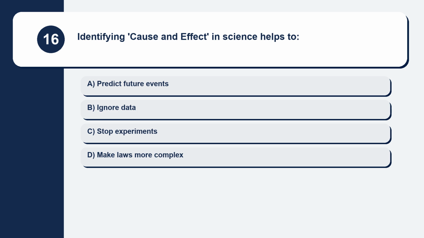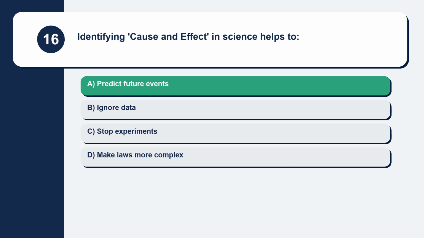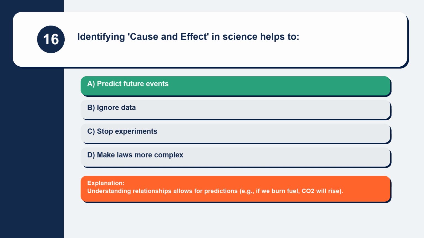Question 16. Identifying cause and effect in science helps to: predict future events, ignore data, stop experiments, make laws more complex. Understanding relationships allows for predictions. Example: if we burn fuel, CO2 will rise.